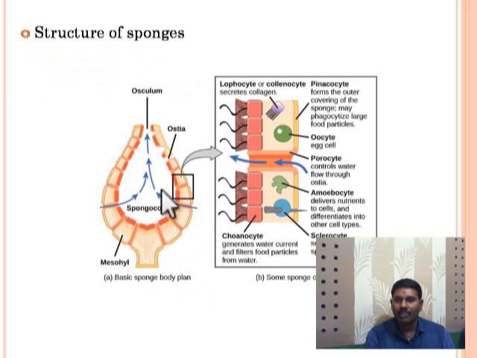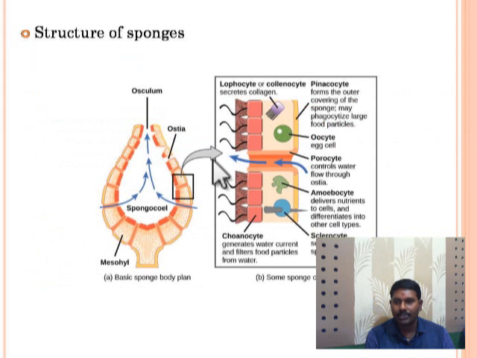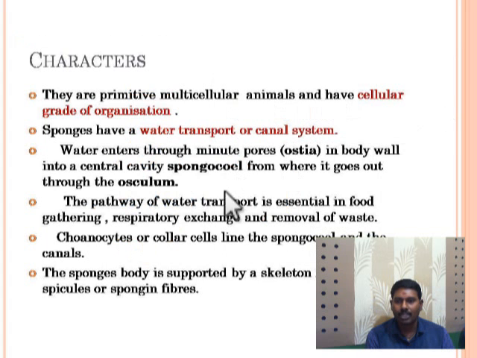If you look into it, there are three important regions. Water can enter through the ostia. Here this is ostia, and through these ostia it enters the spongocoel, which is a body cavity, and then this water moves outside through the osculum. These are the three important regions with respect to the movement of water.